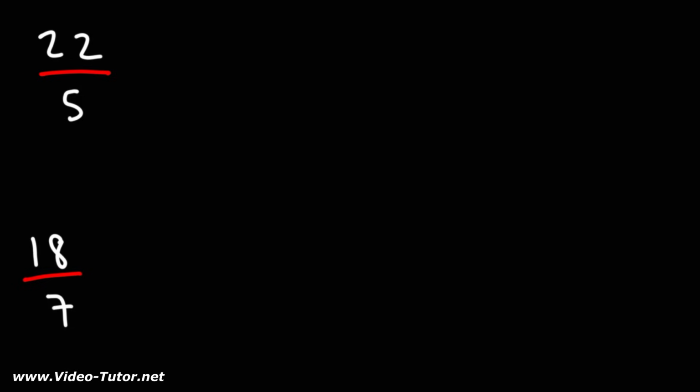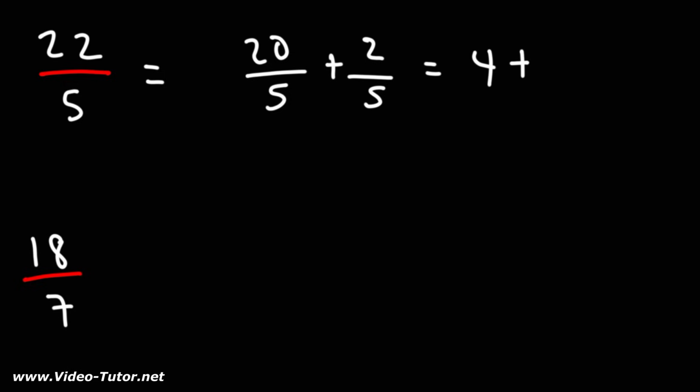You could use long division. Another way in which you can do it is you can break up this fraction into two smaller fractions. What is the highest multiple of 5 that's less than 22? This will be 20. So I'm going to break up 22 over 5 into 20 over 5 plus 2 over 5, because 20 plus 2 is 22. Now, 20 divided by 5 is 4. And so we have 4 plus 2 over 5.